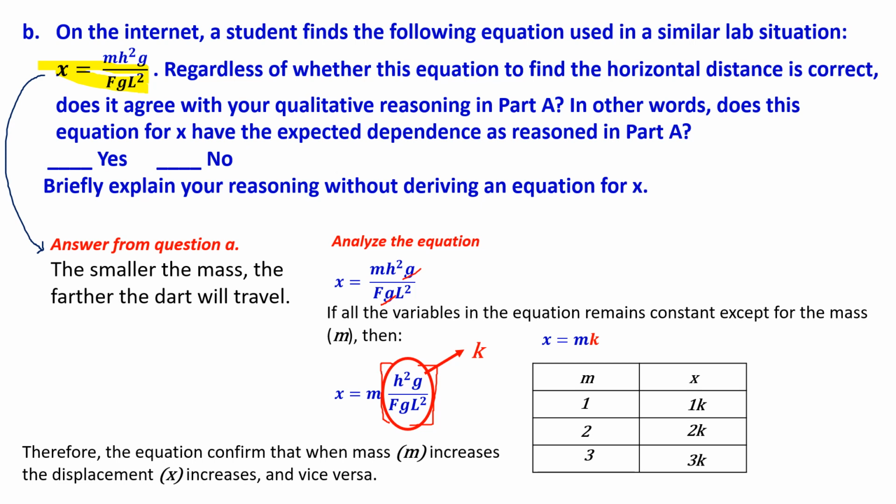But according to our answer to question A, the smaller the mass, the farther the dart will travel. So this is already in contradiction to what we answered to letter A. So in the next slide, I will present an example of a paragraph that you may use as your guide to answer a question like this.